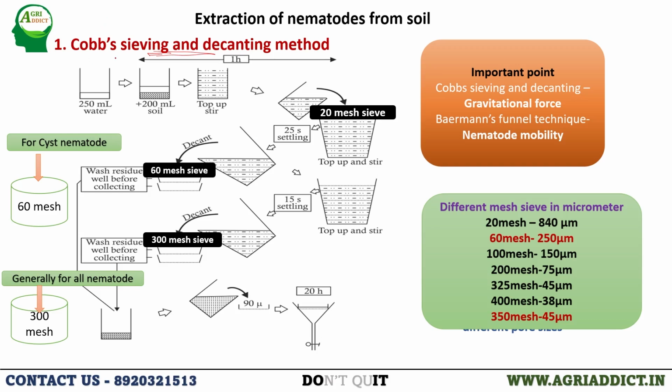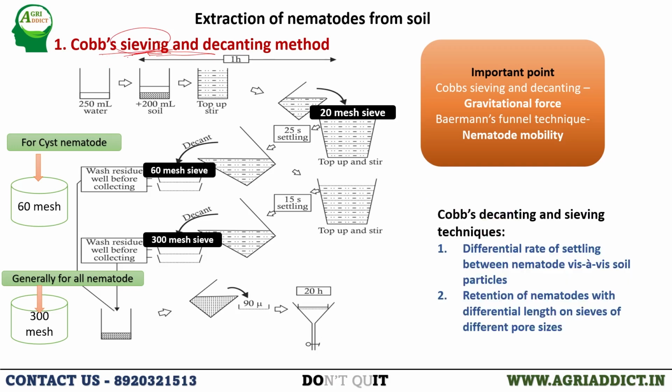Let us see what the main principle involved in the Cobb sieving method is, and what procedure is to be followed in the Cobb sieving and decanting method for the extraction of nematodes. This method was given by N.A. Cobb, so the name is Cobb sieving and decanting method. The name itself tells the use of sieves. Different sieves having different pore sizes are used in this method.